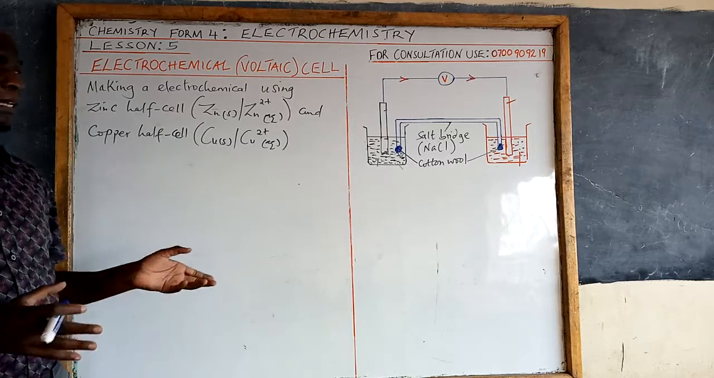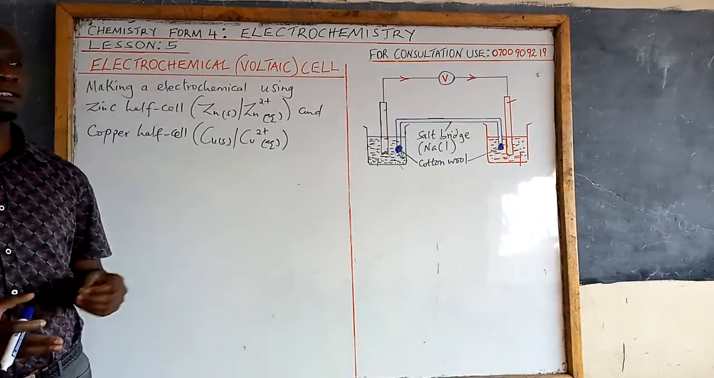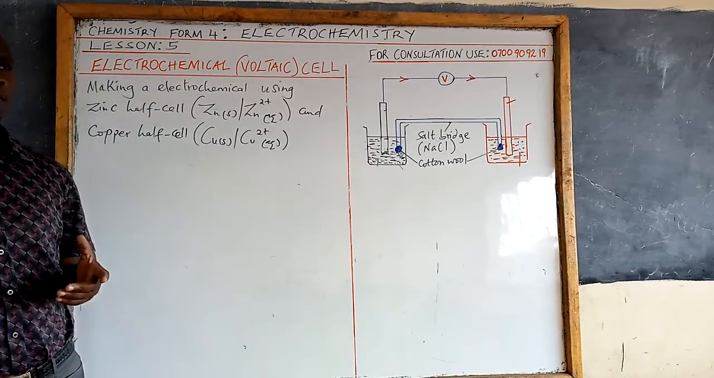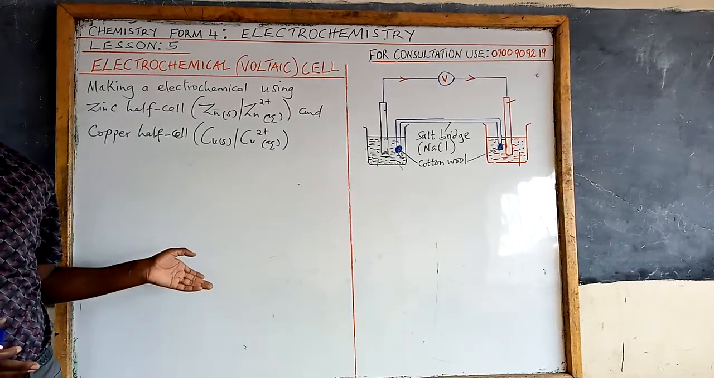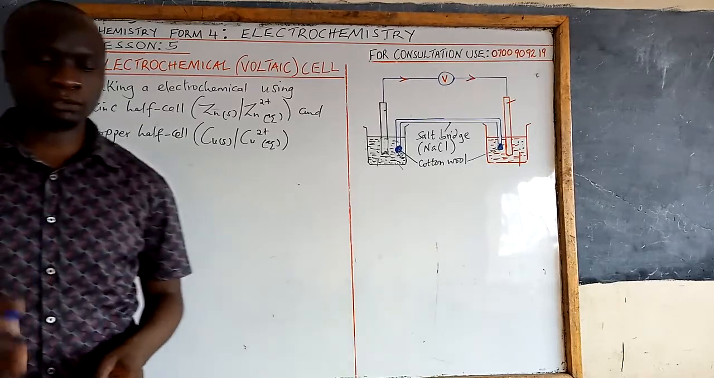And then generally we should now be able to predict, when we connect different half cells, what we will observe at the positive electrode and at the negative electrode and what they are called. So that's what we are going to discuss.